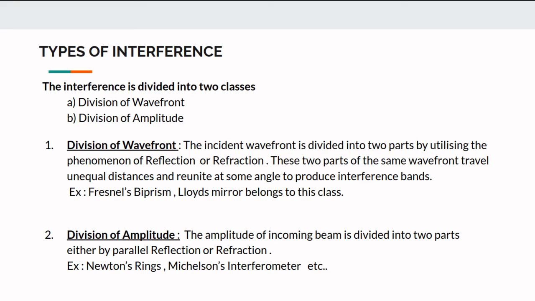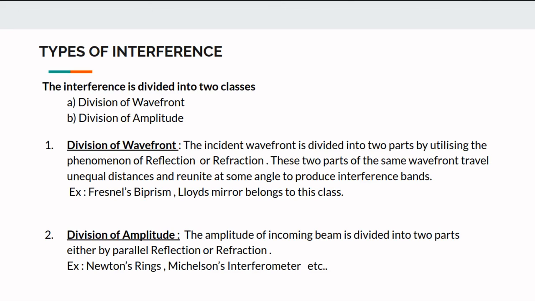Therefore, a single source is taken, and the wavefront from the single source is divided into two wavefronts. It satisfies the condition of waves having the same wavelength, because they are derived from the same source. Therefore, all waves have the same amplitude, wavelength, time period, etc., and they maintain a constant phase. In this way, to produce coherent sources, a single source is taken. The wavefront from the single source is divided into two parts by reflection or refraction. Then these two parts of the same wavefront travel unequal distances and reunite at some point, and they produce interference bands. This type of interference is known as division of wavefront.